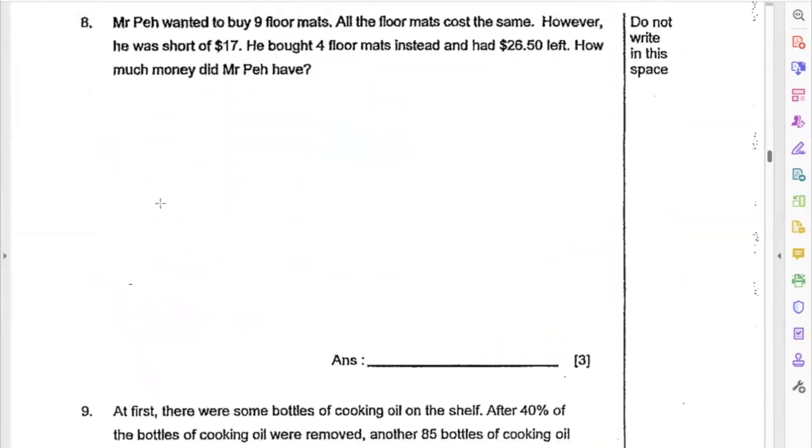Question number 8. So Mr. Pei wanted to buy 9 floor mats. All the floor mats cost the same. However, he was short of $17. He bought 4 floor mats instead and had $26.50 left. How much money did Mr. Pei have?